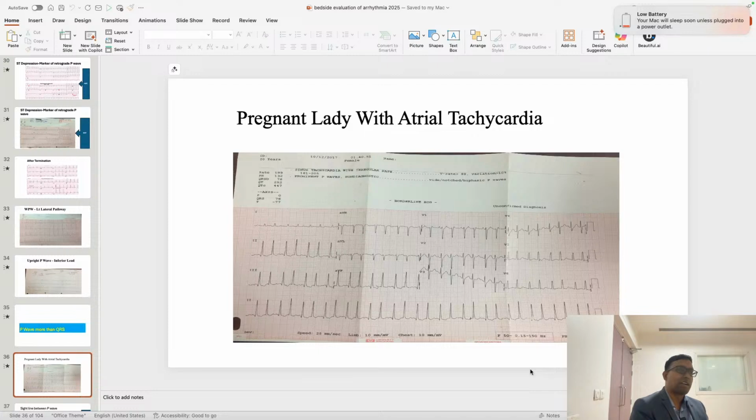So we started on flecainamide. And on that, the heart rate reduced to 120, 130 later on. After some time, on the third day, the patient's tachycardia terminated. And later on, after pregnancy, she was fine. Not a single time has it come back. So we did not have to do the ablation also. So it was coming from the pulmonary foci.